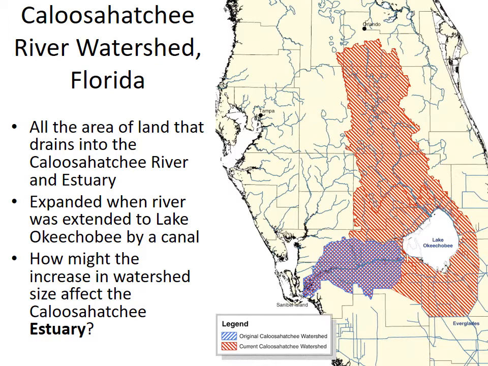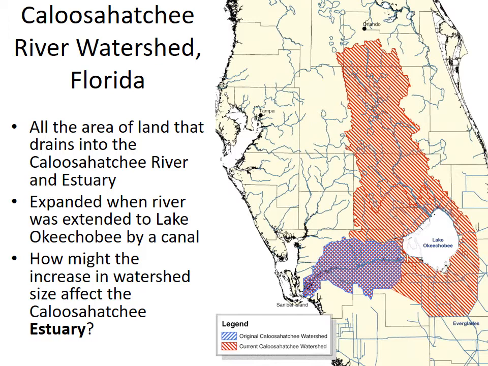But the river was extended and linked to Lake Okeechobee so that it could be used as kind of a drain for Lake Okeechobee when water managers wanted to lower the level in the lake to protect croplands around the lake and things like that. So basically, by connecting the Lake Okeechobee watershed to the Caloosahatchee River, it greatly increased the size of the watershed.